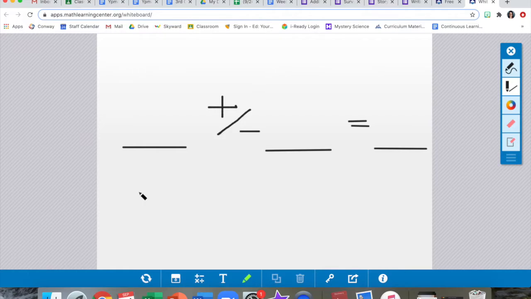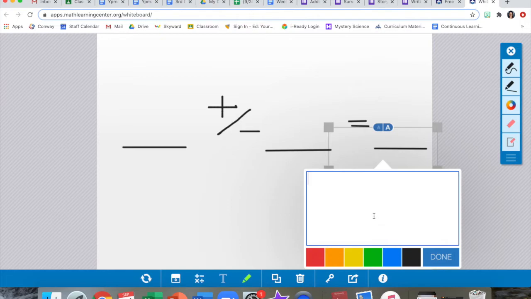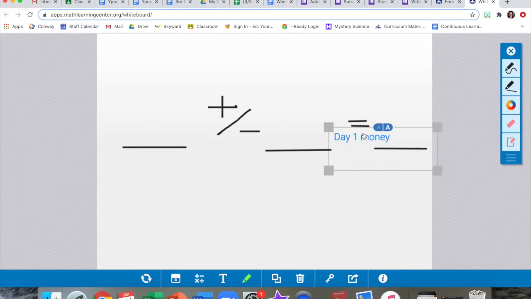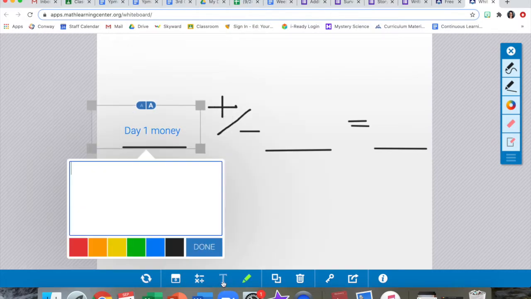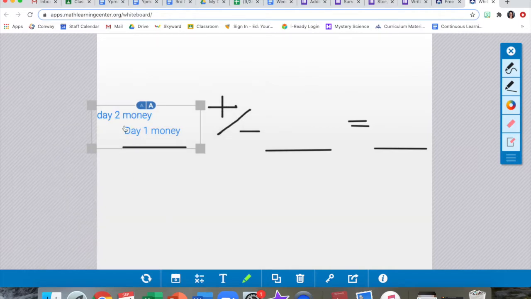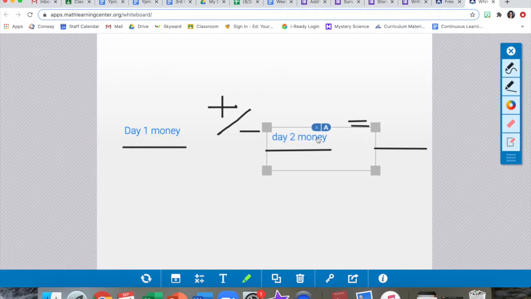Let's solve that story problem by figuring out first, were we adding or subtracting in that problem? Well, she had her first day's money. In fact, let's label that. So we'll call it day 1 money. And I'll put that right here. And then the next day she made some money as well. That happened in the middle of the story. And then at the end, she was counting up how much money in all.